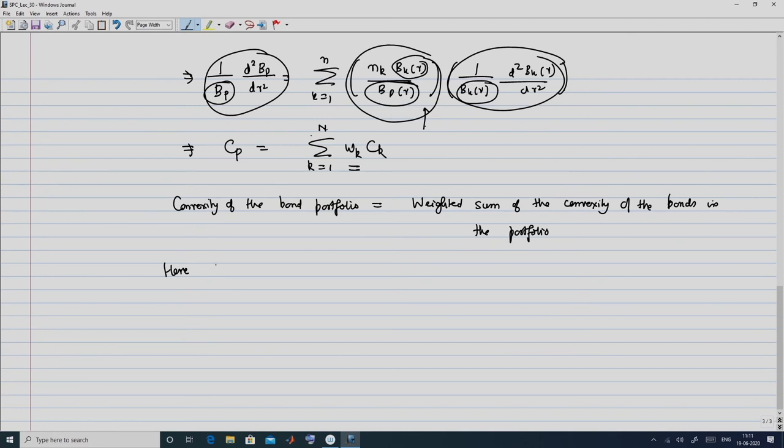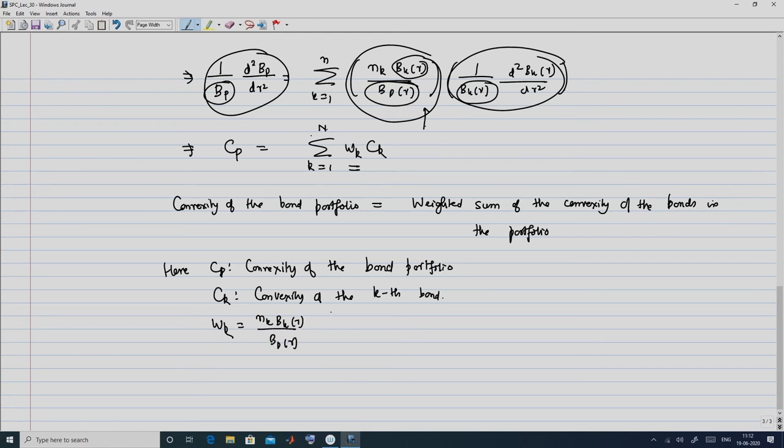So, here Cp is the convexity of the bond portfolio, Ck is the convexity of the kth bond, Wk, which was Nk Bk of R over Bp of R, is the weight of the kth bond in the portfolio.